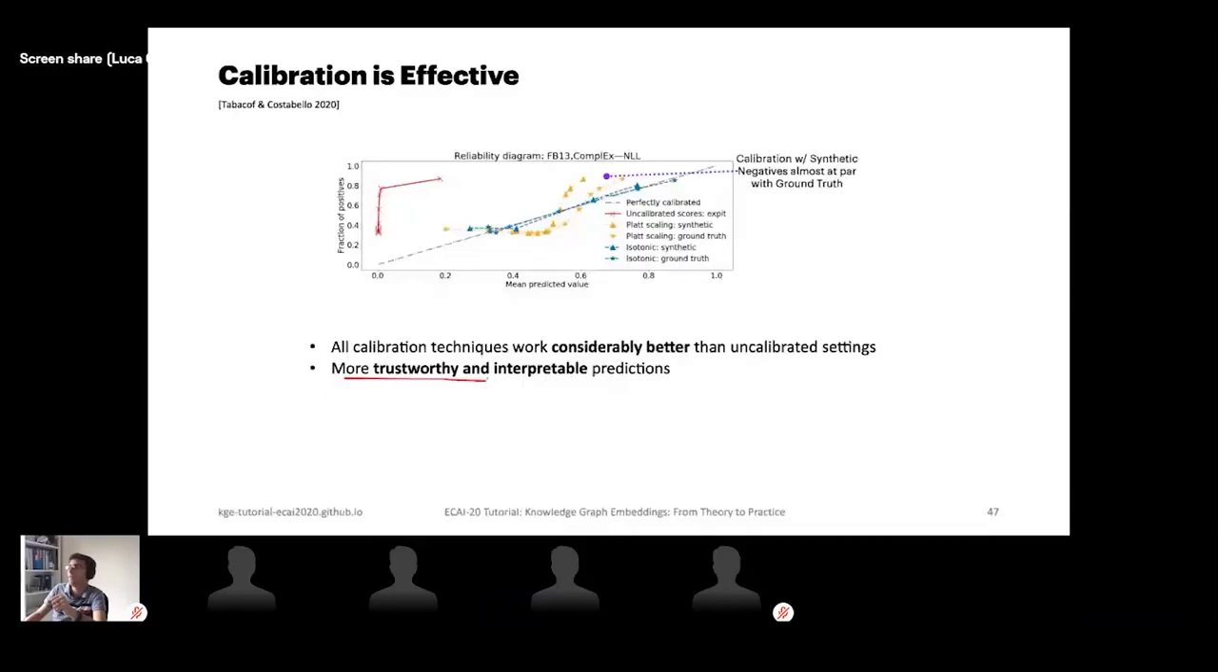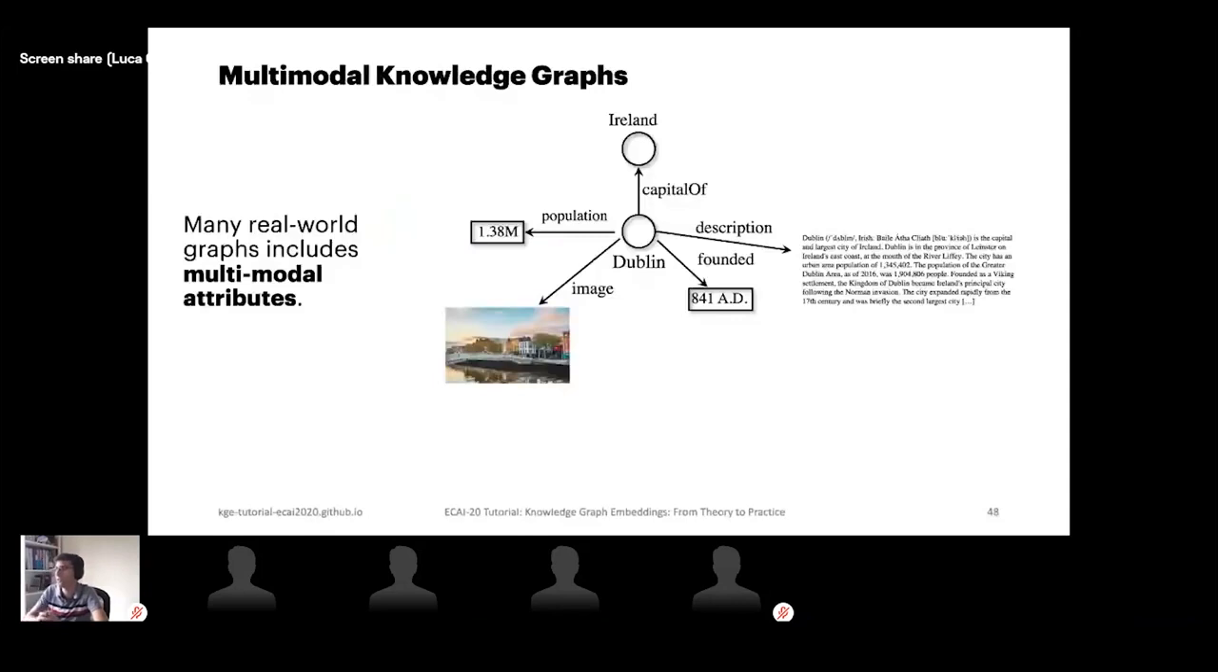So this is one of the things which are discussed in literature recently, but there is a lot of work done also on so-called multimodal knowledge graphs. As I said earlier on in the talk, many real-world knowledge graphs, besides including relations between concepts, for example, Dublin, capital of Ireland, some of these concepts may be associated to what we call multimodal attributes: numbers, dates, text, images.